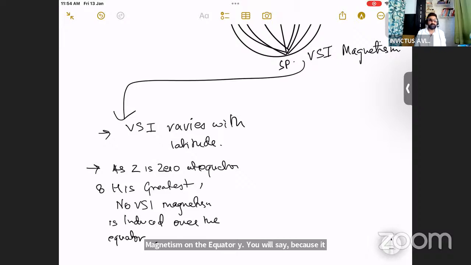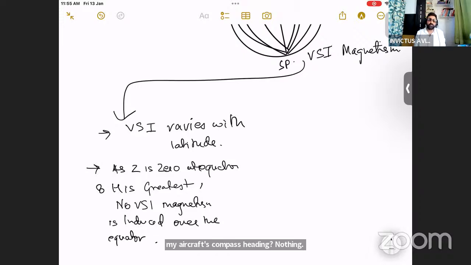Why? Because H is max and Z is 0. And Z is the factor inducing VSI. If Z is 0, what will induce VSI? And if there is no VSI magnetism, then what will impact my aircraft's compass heading? Nothing. So that is the explanation.